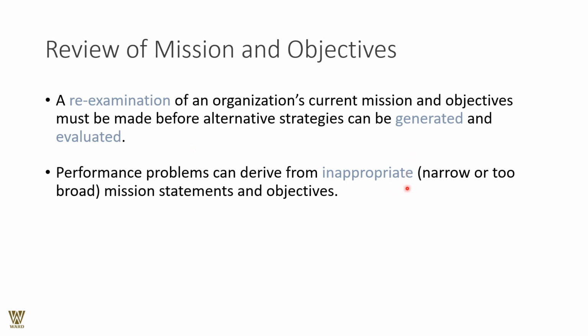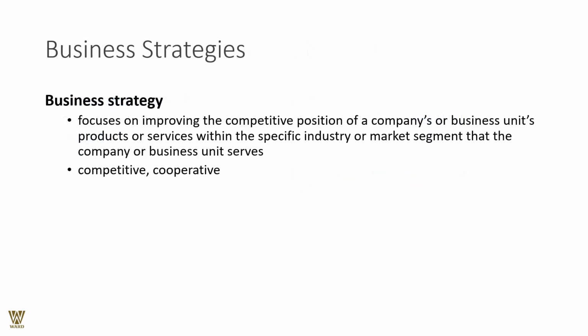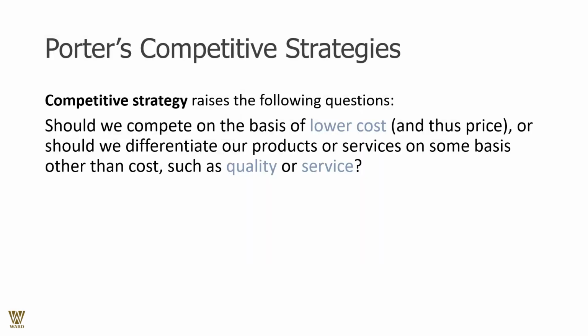Can be inappropriate, narrow, or too broad mission statement and objective that comes around here. So we'll talk about the business strategies one by one. Remember, it's business unit level strategies that we are talking about. It focuses on improving the competitive position of the companies or business units, products or services within the specific industry or market segment that the company or the business unit serves. This is what we are looking at as competitive and cooperative natures. This is to be done every now and then.